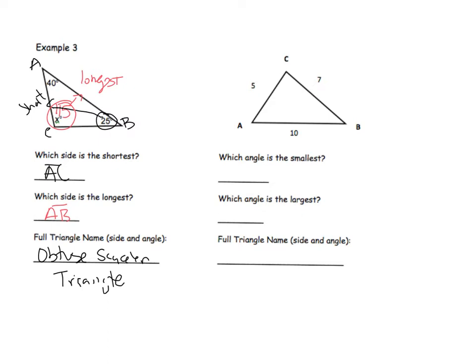Next one. Ooh, throw a curveball at us. This time they give us the sides. So let's see, which angle is the smallest? Well, where's the smallest side? There's the smallest side, and across from the smallest side, guess what is going to be our smallest angle? So angle B is going to be the smallest. Now, for which angle is the largest? Well, where's the longest side? 10. Across from the longest side, Eureka, we will find the largest angle, angle C.